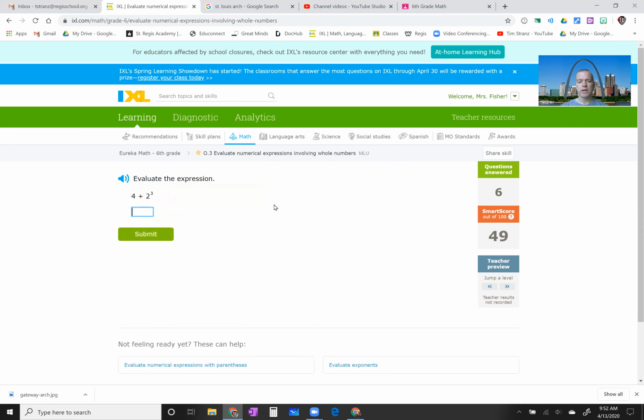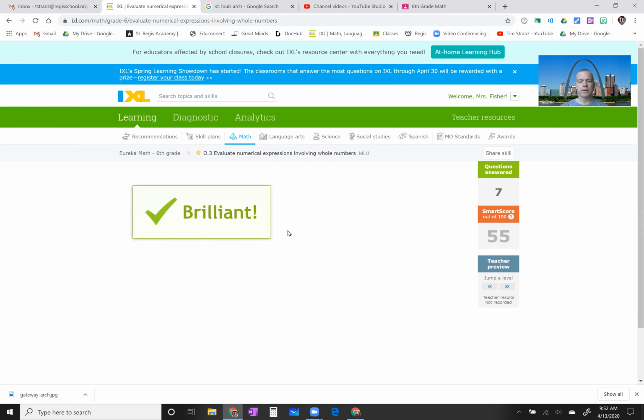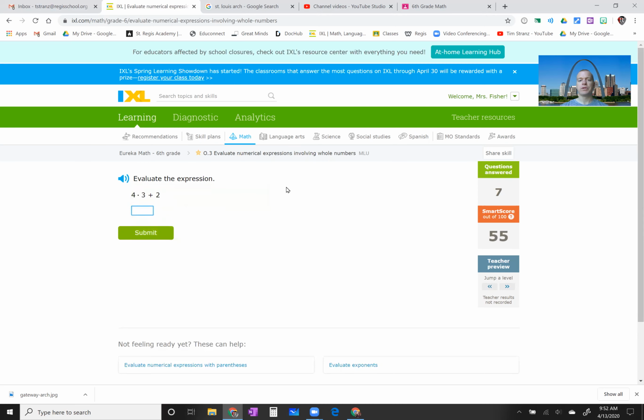All right, you get the point now. Exponents first. So 2 times 2 times 2. So 2 times 2 is 4. 4 times 2 is 8. 8 plus 4 is 12. Okay, so that's what you're going to do for this next one. Let's look at your last one that I want you to complete here.